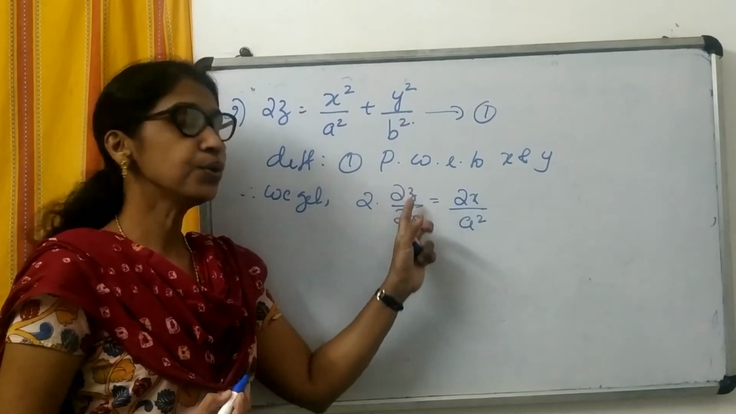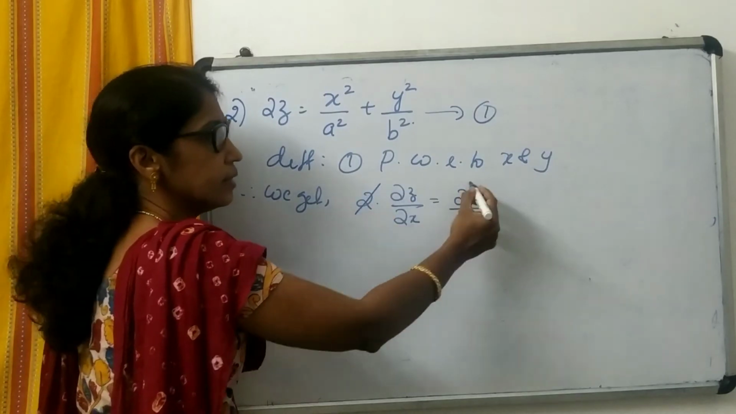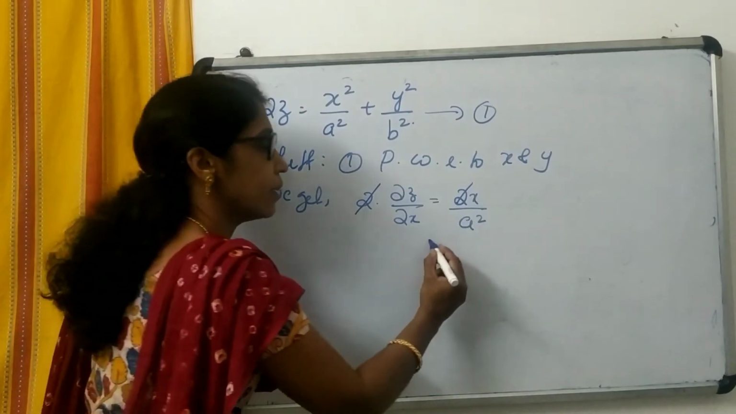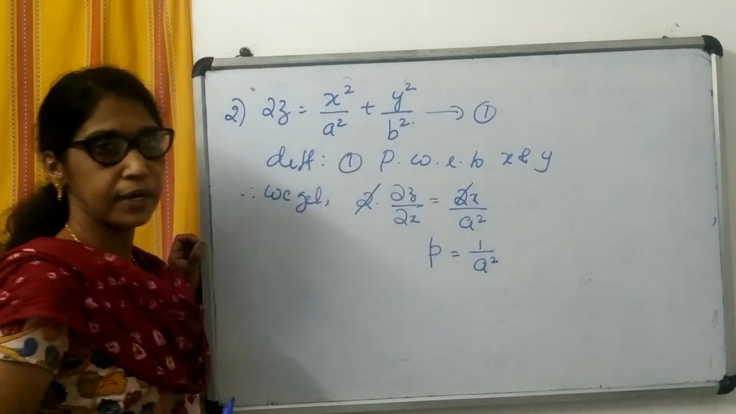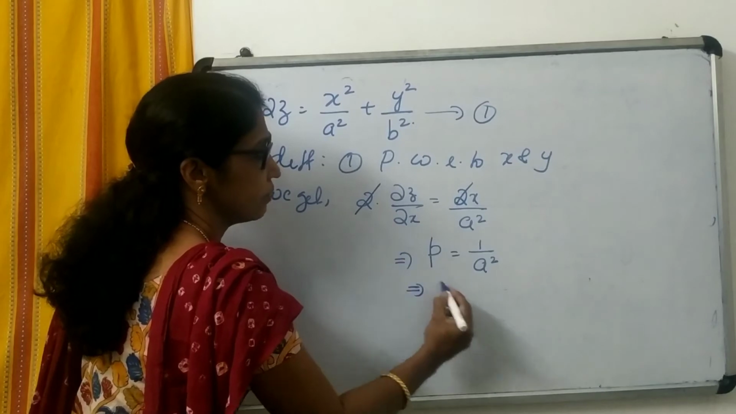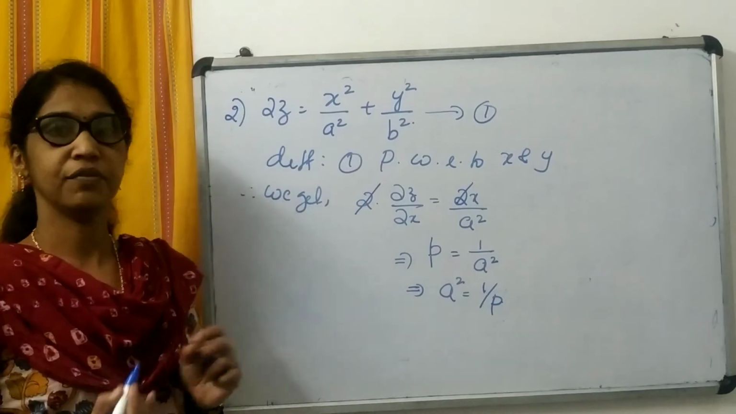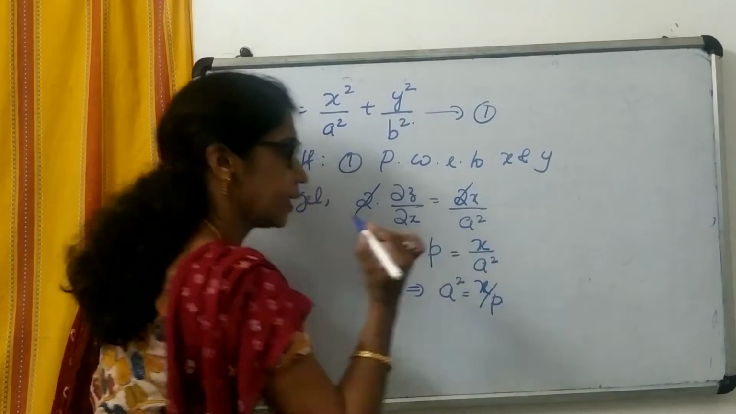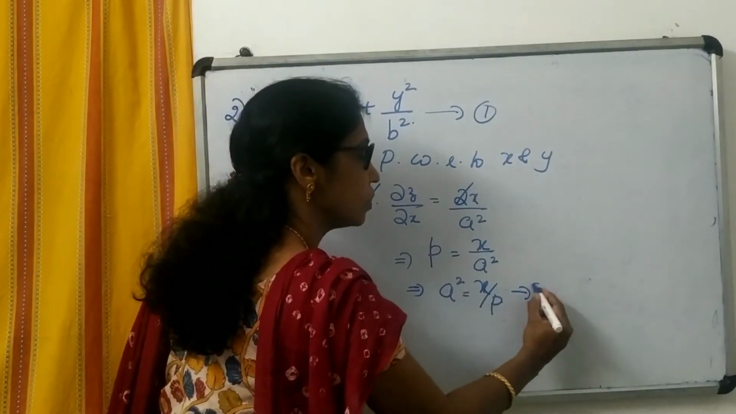So we get 2 into dou z by dou x equal to 2x by a square, and we can cancel this 2. And what is dou z by dou x? Dou z by dou x is p. So p is equal to x by a square, which implies a square is equal to x by p, equation number 2.